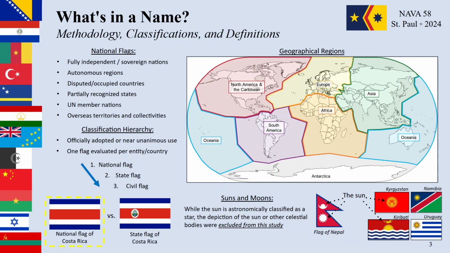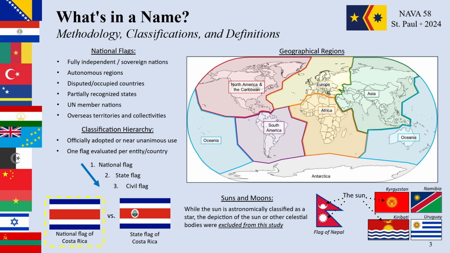So some more definitions. First off, I use the word national flags a lot throughout this talk in the paper, and that to me means fully independent or sovereign nations, autonomous regions, partially recognized states or overseas territories and collectivities. I'm talking about current flags. This study does not touch on historical flags in any way. I also categorize them by geographical regions. This was mostly to aid and facilitate me to identify trends that I could find in star data, as well as to help present that information more concisely.